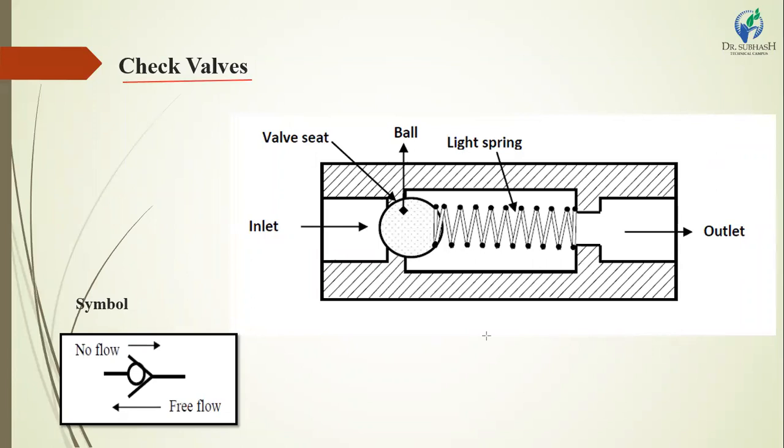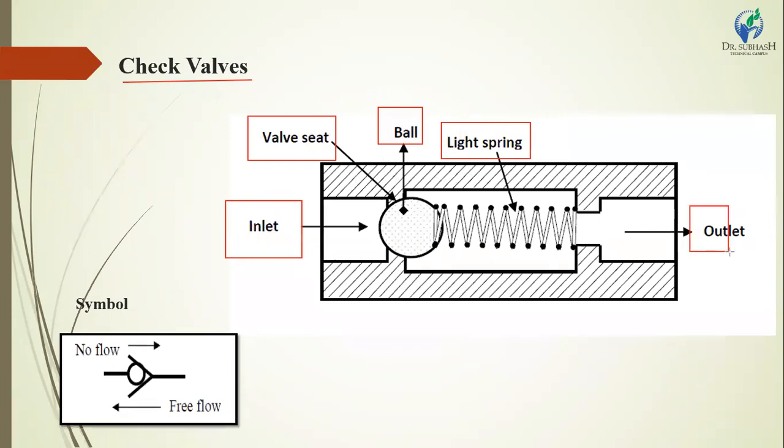This figure shows a check valve. This point is the inlet side. Next is the valve seat. It gives a seal between the oil and the surface of the valve. This part is a ball which moves to the right and left to control the flow of the hydraulic oil. There is a light spring. It gives a return force to the ball and it sits back into its original position. This point is the outlet. This is the symbol of the check valve.